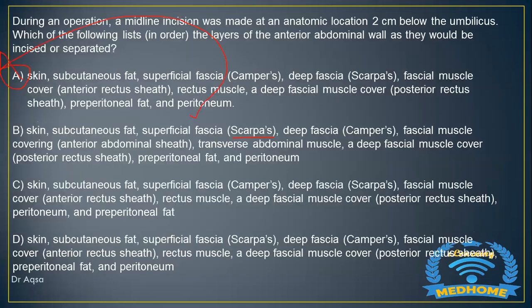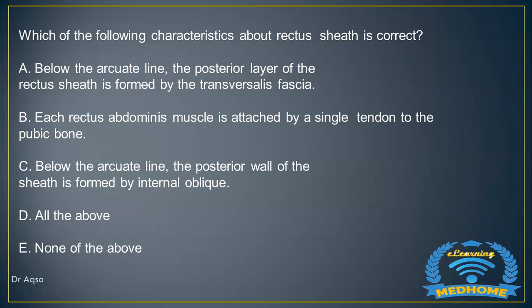How come A? Now explain to all of us why A. Because which of the following characteristics about rectus sheath is correct? They're asking about the correct option. So below the arcuate line, the posterior wall of the rectus sheath is formed by, okay, yes, you're right. None of the above is the right answer. Exactly. Now explain to us why. Because below the arcuate line, I just saw the slide you showed that it is formed by the fascia of all three muscles. So this option is incorrect. Wrong. Yes, it is wrong.